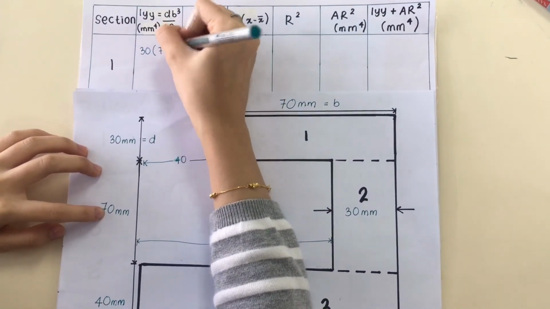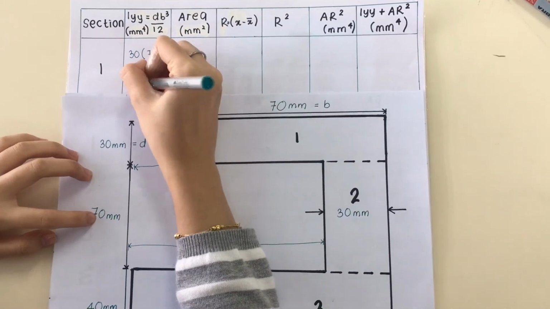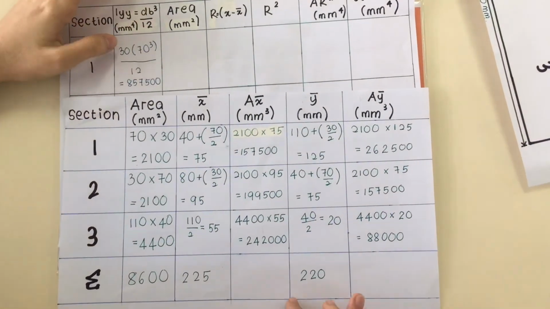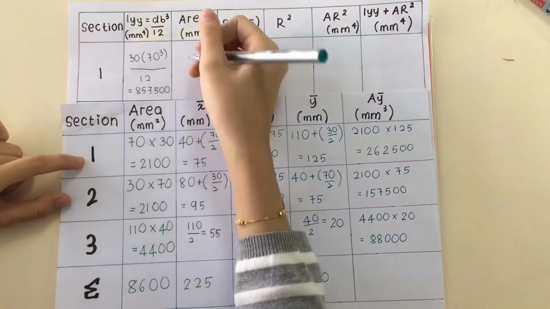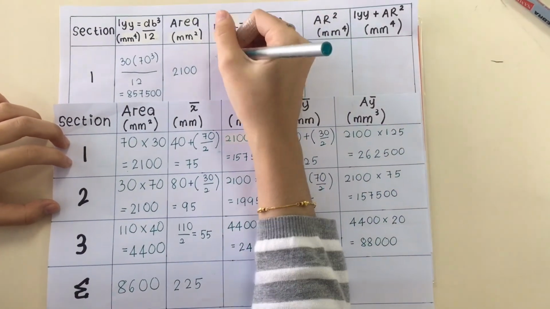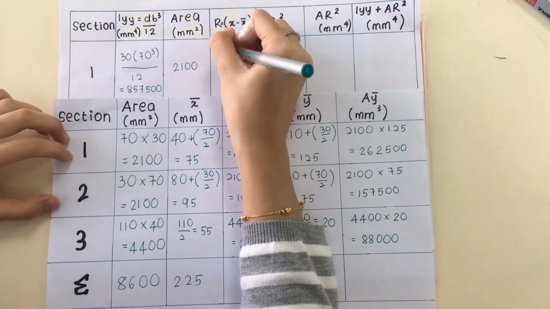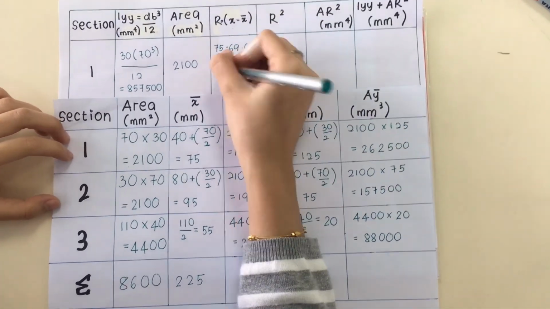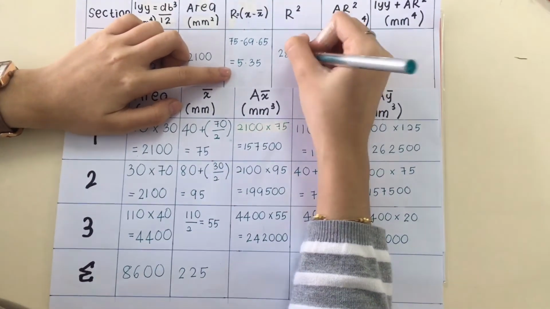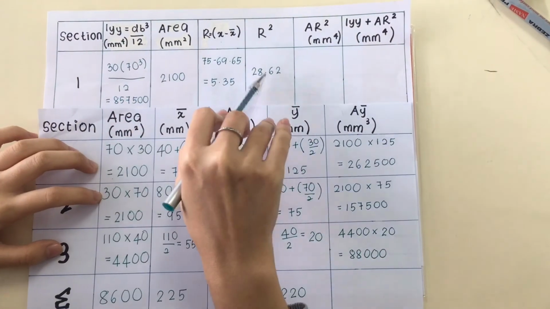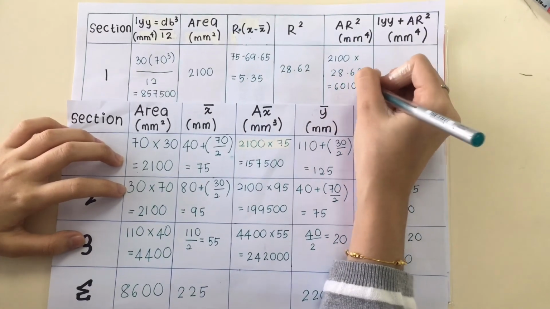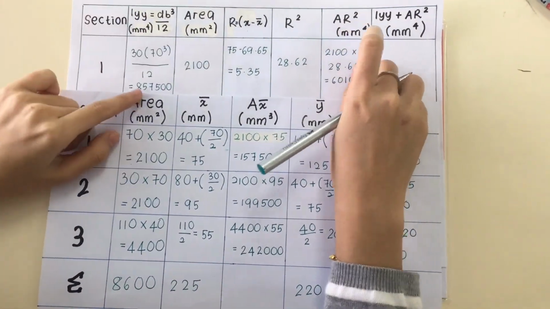The formula for IYY is DB cubed divided by 12. And same goes to IYY for the area. Next is R. For this IYY, we are going to subtract X bar from X. And then R square, AR square, and lastly IYY plus AR square.